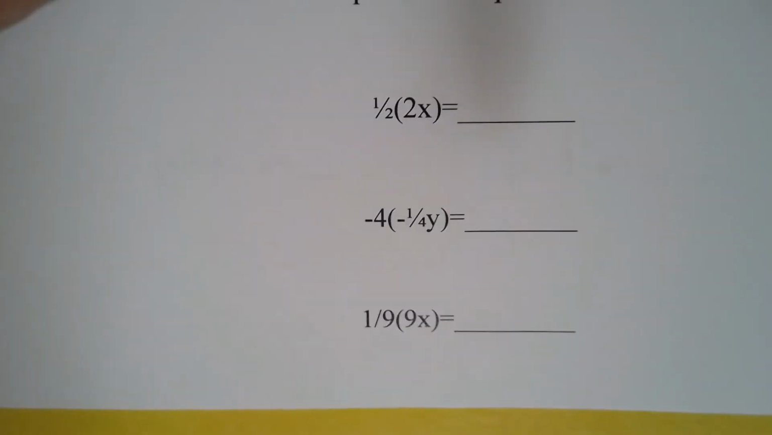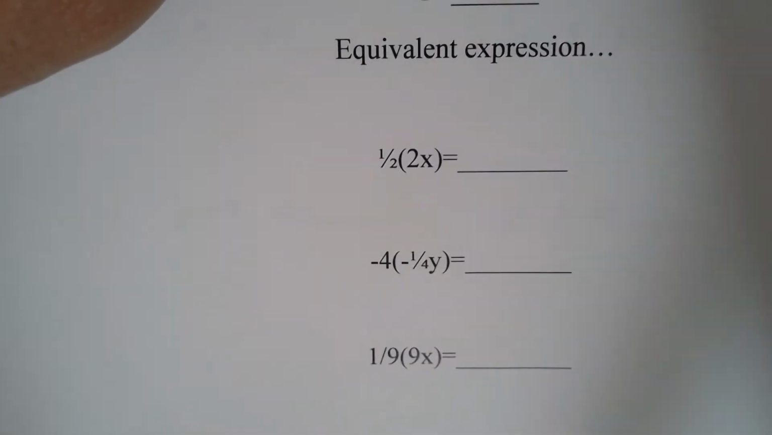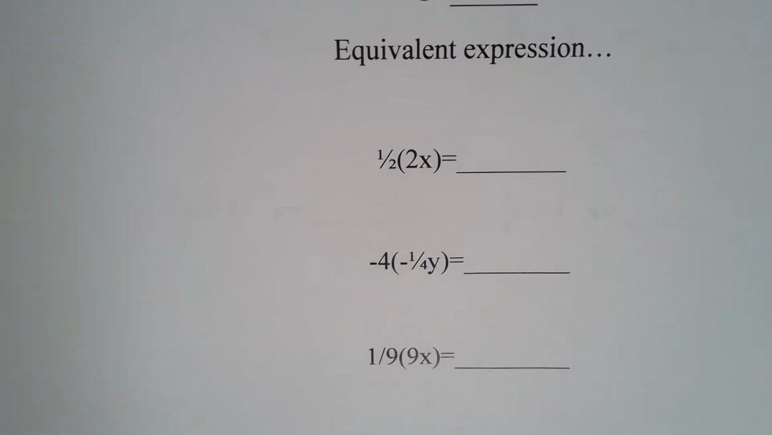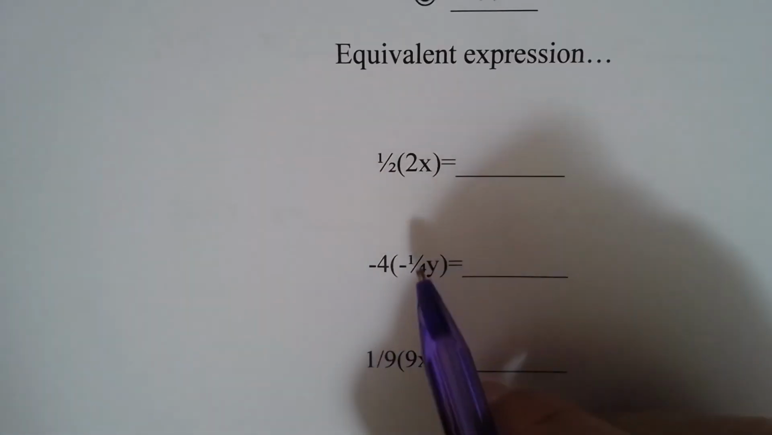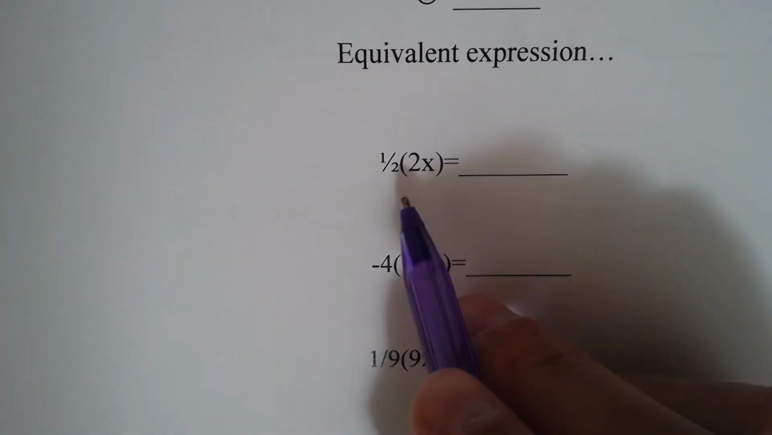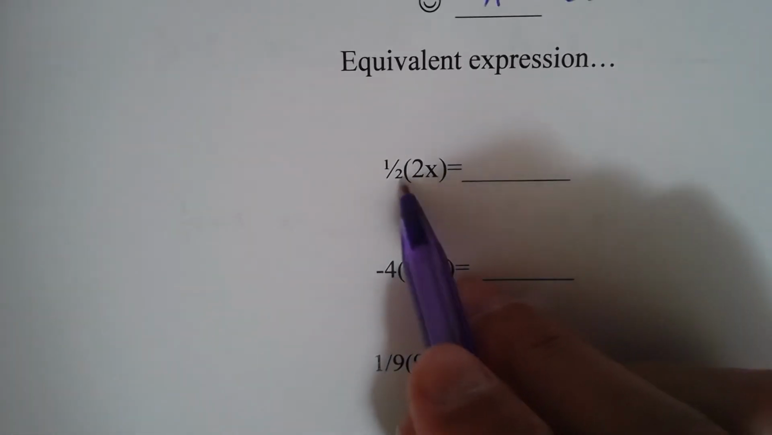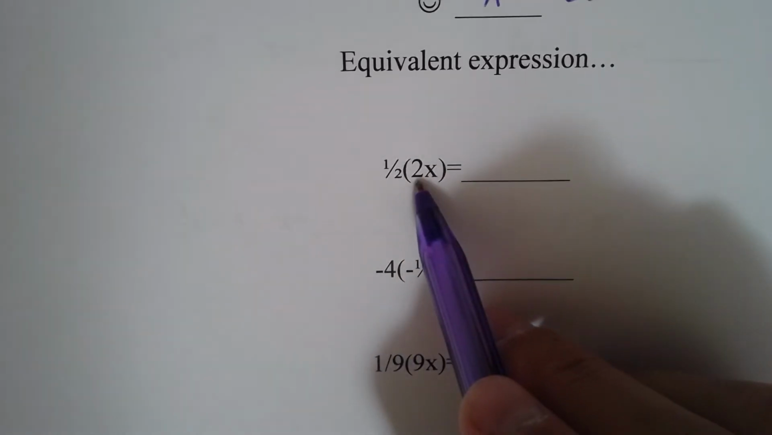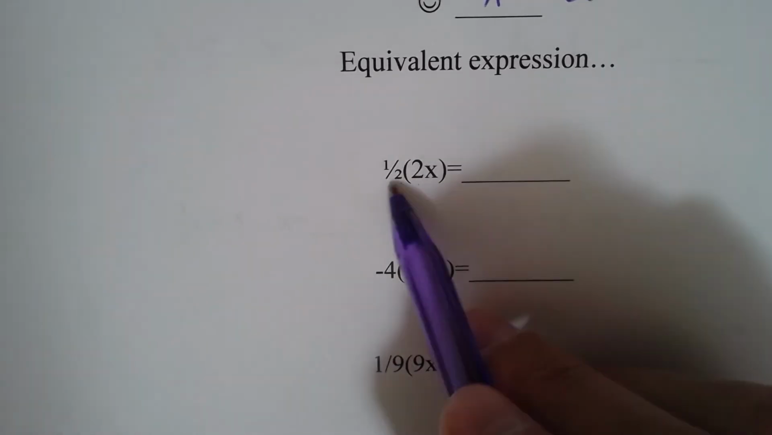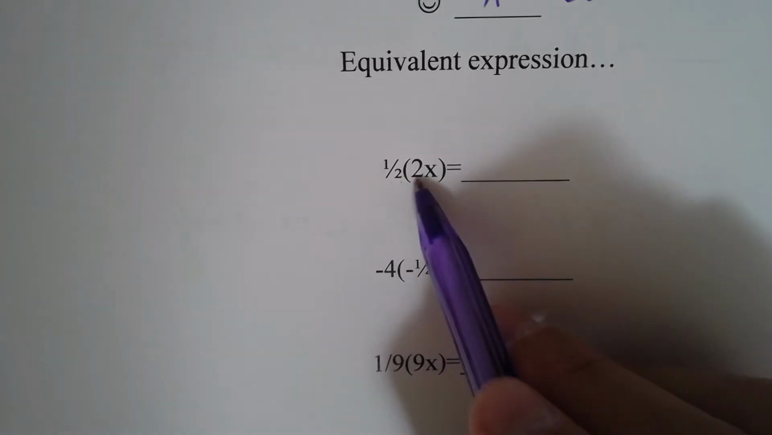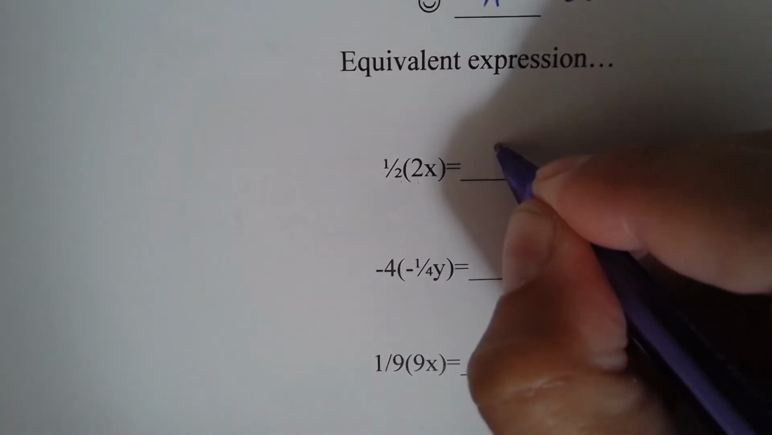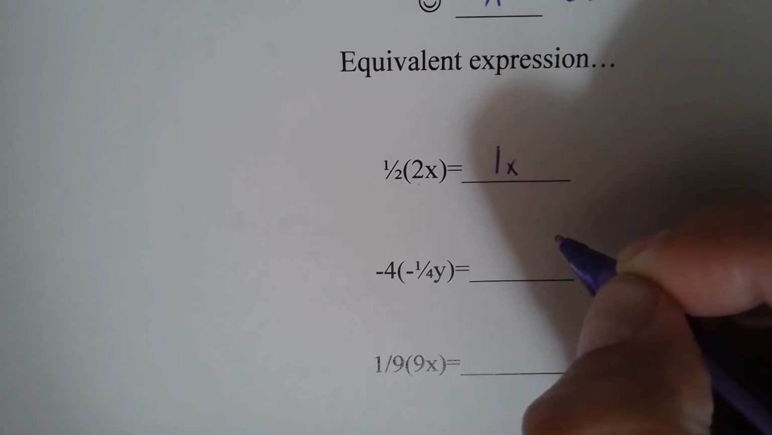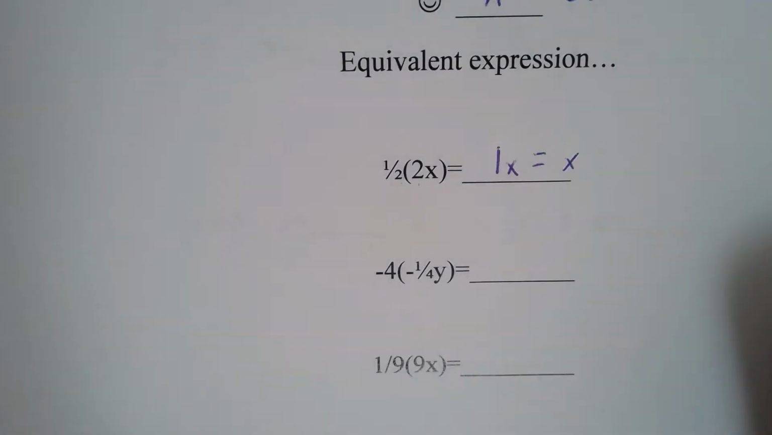Alright, down here, evaluating equivalent expressions. So what is it going to do if I multiply 1/2 times 2x? Well, what is half of 2? 1/2 times 2. So really what I'm doing is I'm taking 2 and its reciprocal, or 1/2 and its reciprocal, and multiplying them. And I'm always going to get 1x, or I can just call that x.